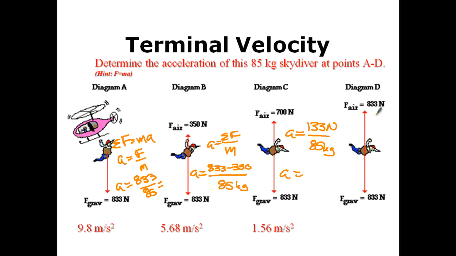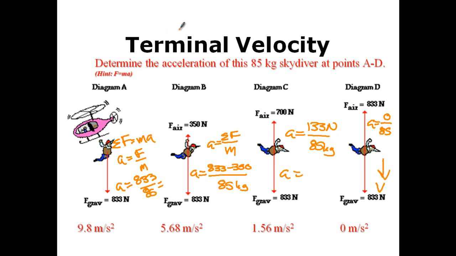Now, in this case, 833 up, 833 down, net force is zero. Acceleration equals zero over 85. Acceleration equals zero. It is at this point that he reaches terminal velocity. He's still falling, he still has a velocity, it's just not getting any bigger because the acceleration is now zero.